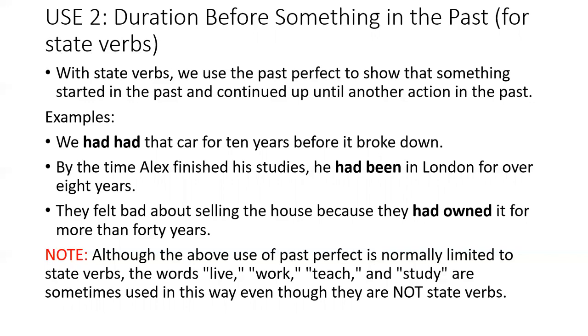So let's read. With state verbs, we use the past perfect to show that something started in the past and continued up until another action in the past. Let's look at the examples. We had that car for 10 years before it broke down.